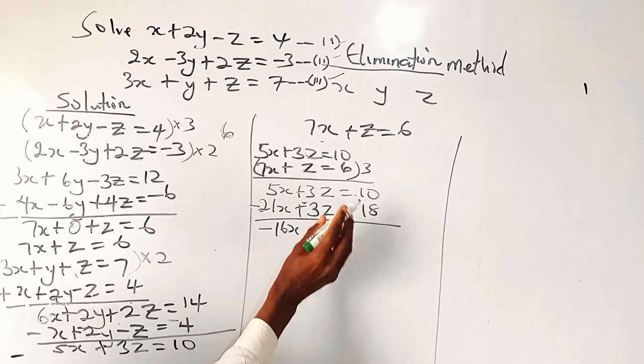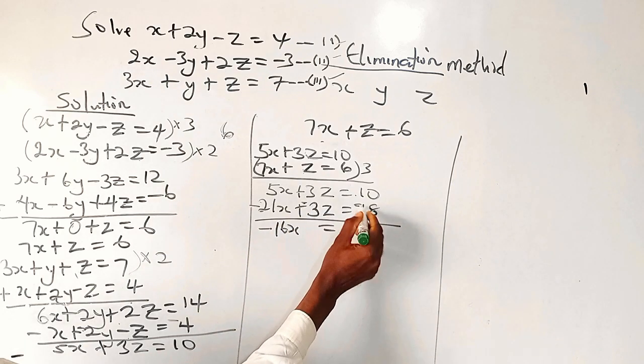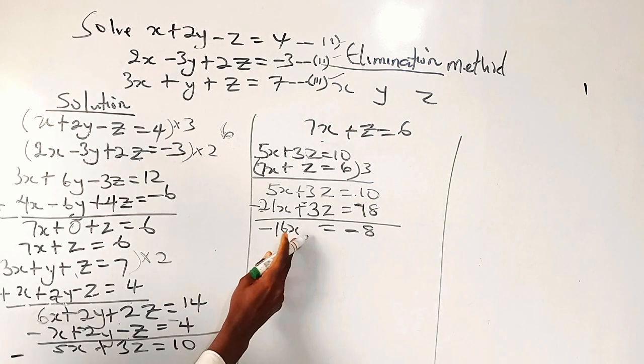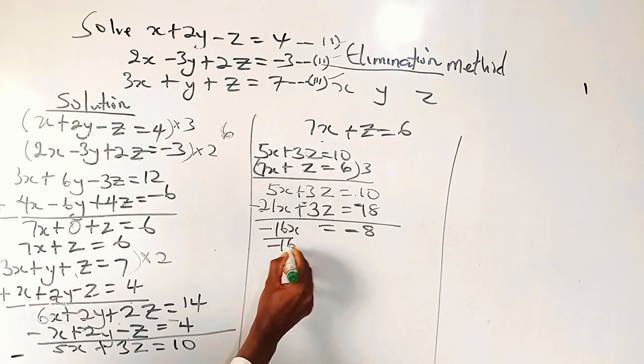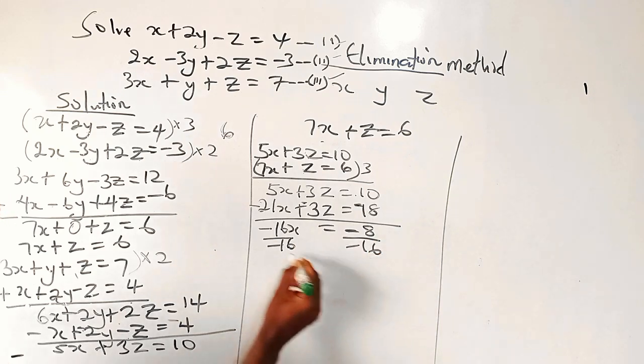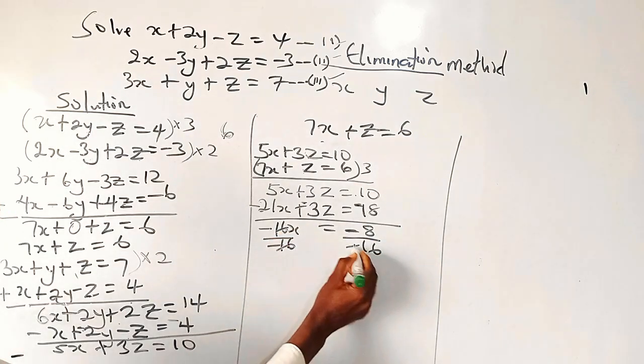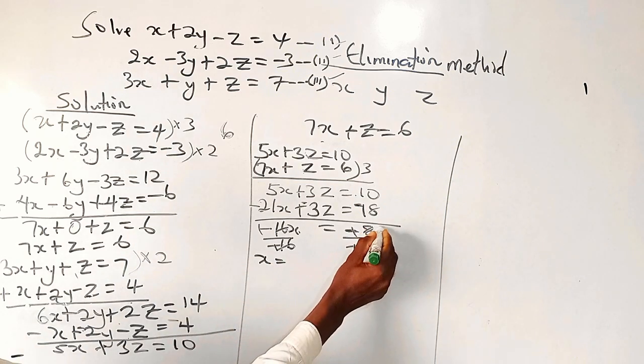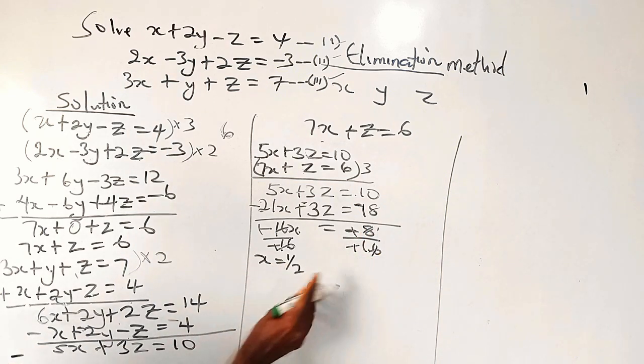So by the time we subtract this from here, we have minus 16x, this one is 0, equals, when we subtract this, we have minus 8. To determine x, we divide by the coefficient of x, which is minus 16. So this one is out, this one is out. So we have just x equals 8 over 16, which is 1 over 2.